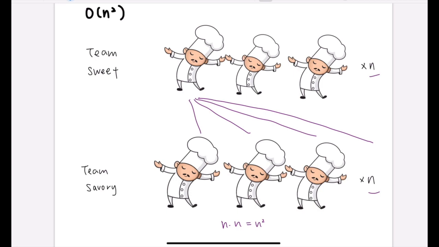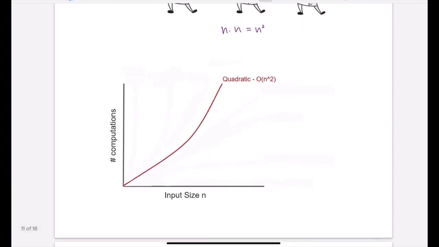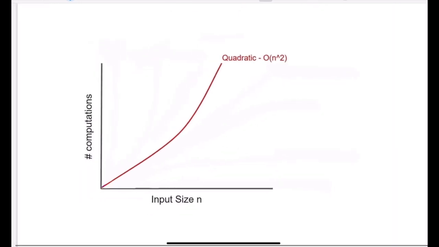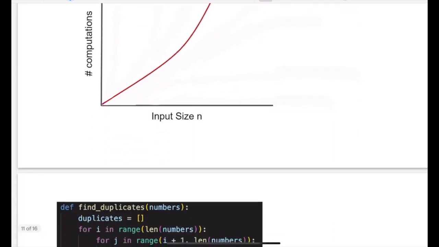As the number of chefs increases, the number of interactions or the number of pairings grows quadratically. So to properly define, O(n squared) is a quadratic time complexity. This means that the number of operations required to complete the task grows quadratically with input size of n, and this is faster than linear growth.